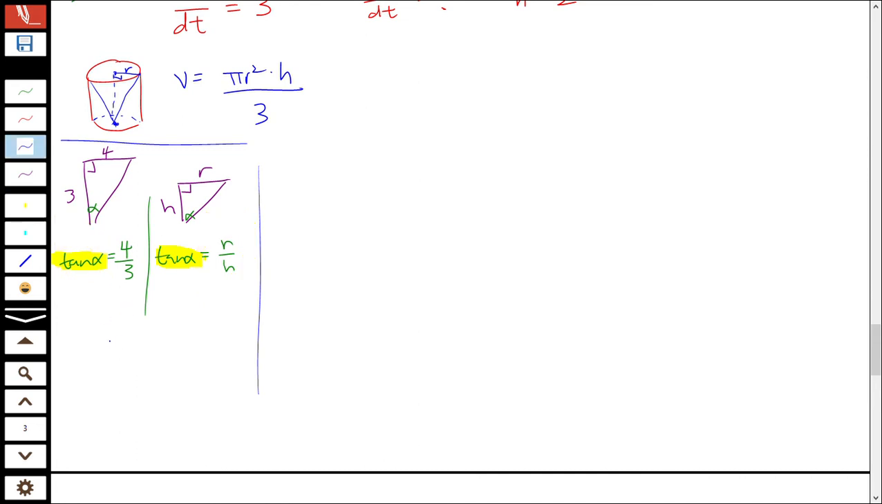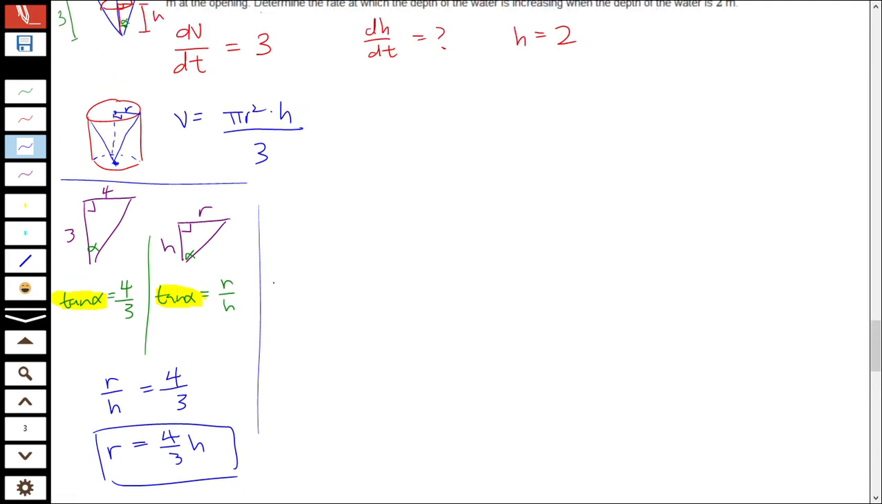So that's going to be R over H is equal to 4 over 3. And let's isolate from one of these, so R is 4 over 3 H. And this is going to be how the radius and the height are related. So I can use this relationship and sub that in here, so I can get rid of my two different variables. I can only have H because that's what I'm interested in. I want R out of here.